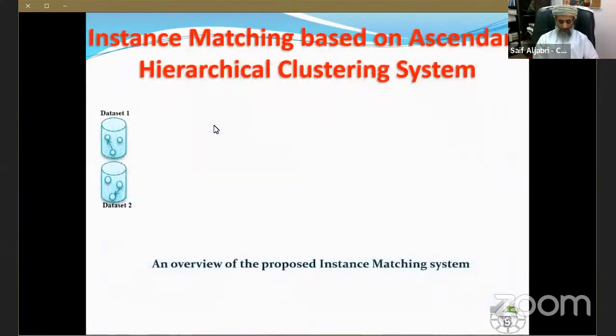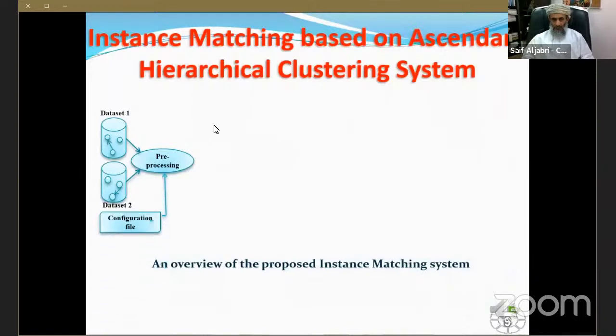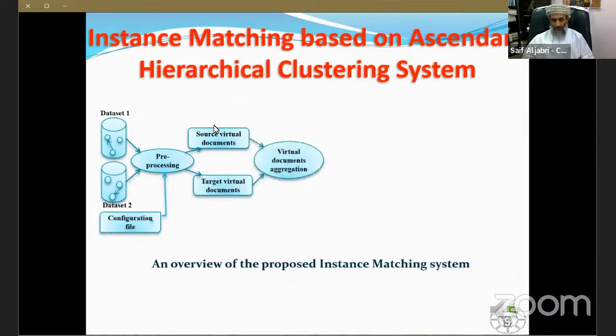So, after loading source ontologies and extracting their instance data, the preprocessing step represents each instance from both ontologies as a virtual document containing the discriminative property values which are specified in a configuration file. The output of this step are the sets of source and target virtual documents. To prepare the input data to the clustering algorithm, all virtual documents are aggregated in a single set.